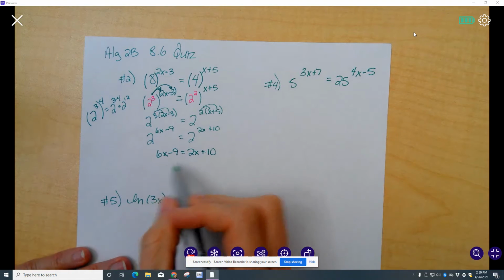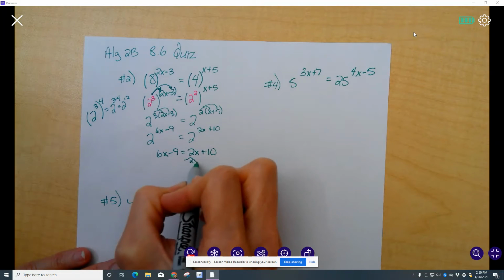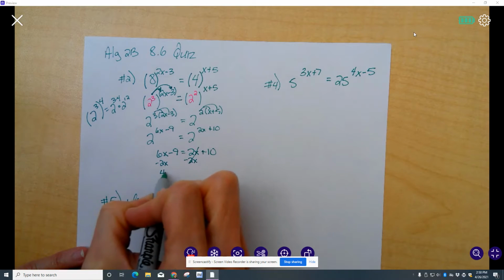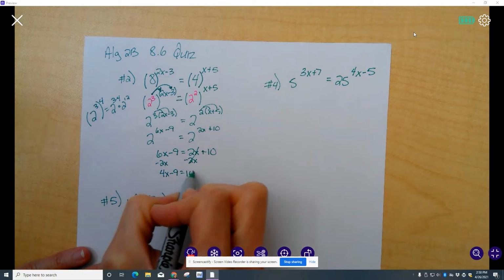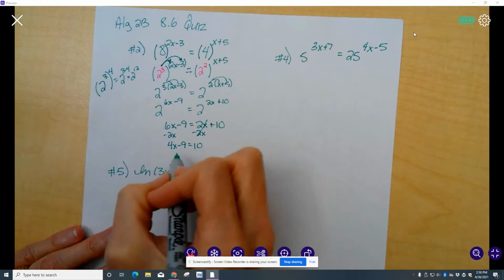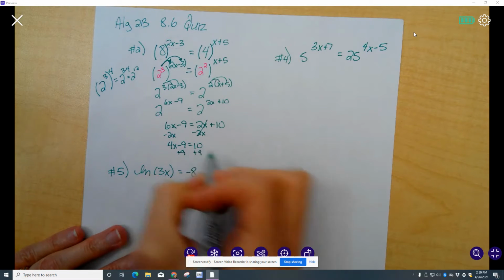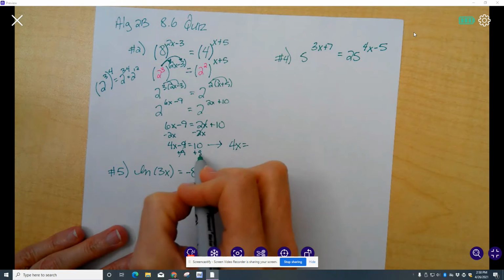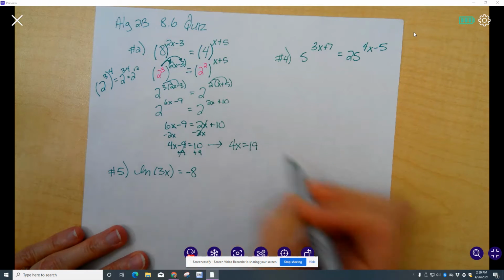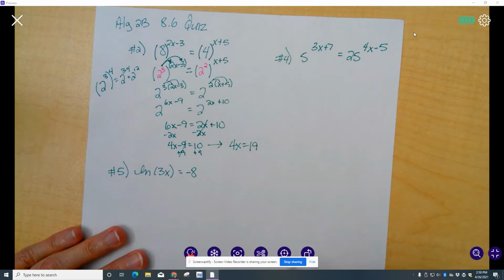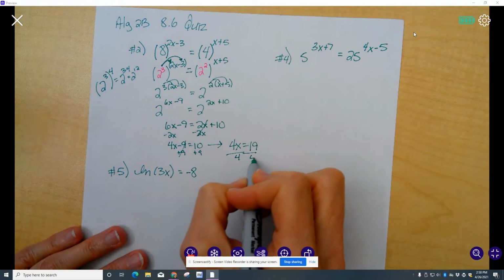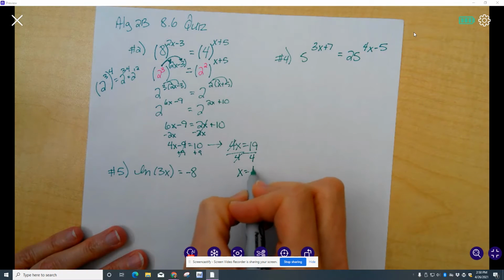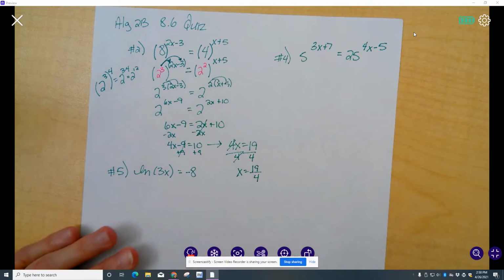Now you want to solve this. So you want all your x's on one side. So subtract 2x from both sides. So I have 4x minus 9 equals 10. Add 9 to both sides. I'm going to run out of room here. I'm going to go to the right then. So I have 4x equals 19. That's weird. This didn't come out as a whole number. Divide by 4. 4 divided by 4 is 1. So x equals 19 over 4.